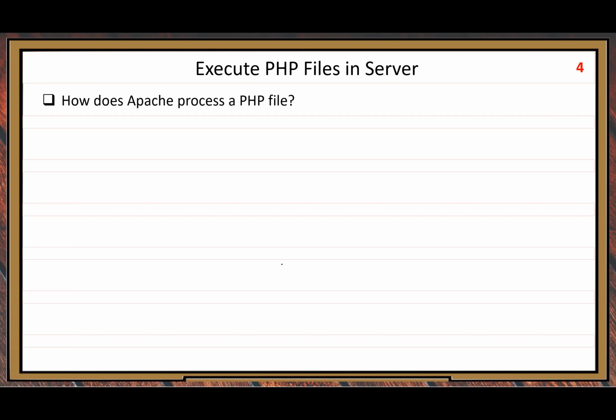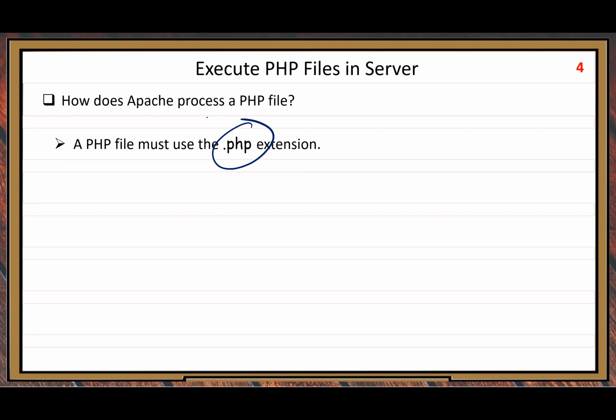How does Apache process a PHP file? Let's look at a little more detail. Let's add more detail to the procedure I just described in the previous slide. First, your PHP file must use the .php extension. You can give a file name, then .php. Then that file will be treated as a PHP file.